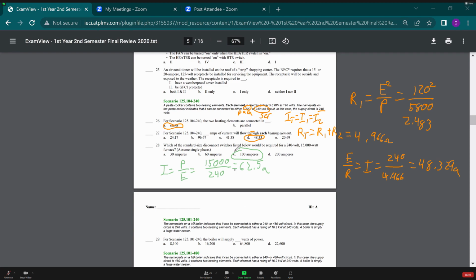Just like a circuit breaker, right? If I want to run 62.5 amps, I'm not going to pick a 60 amp breaker. I want to size that up to the next one so I can actually run that current through it.